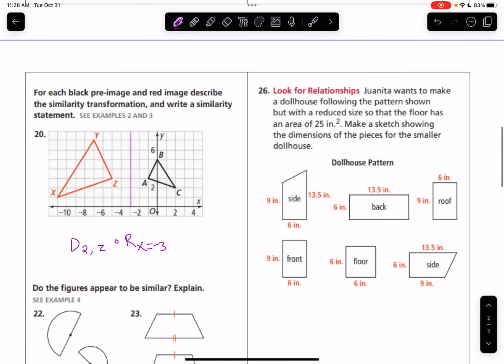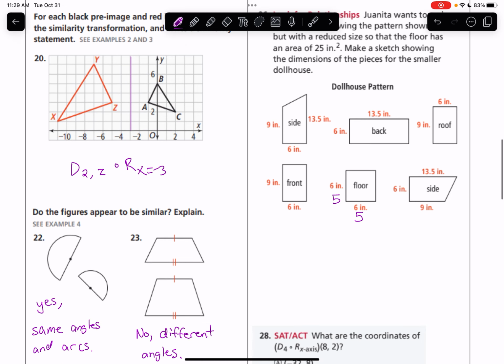Number 26, Juanita wants to make a dollhouse following the pattern shown, but with a reduced size so that the floor has an area of 25 inches squared. Make a sketch showing the dimensions of the pieces for the smaller dollhouse. So she wants the floor to have an area of 25 inches squared, which means she will want the floor to have a 5 by 5 reduction. So we just need to figure out, well, what's the scale factor from a 6 to a 5? So I can do 5 divided by 6.